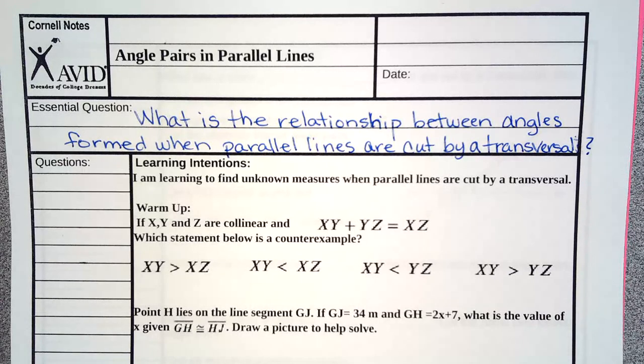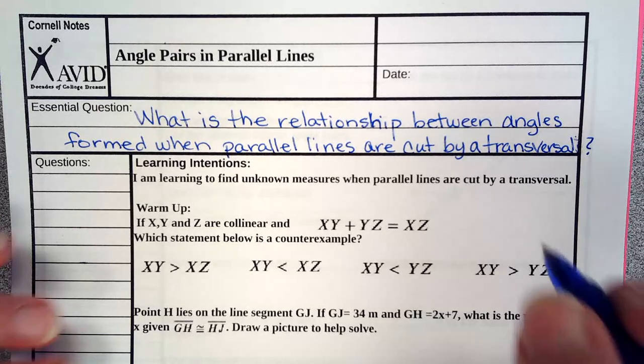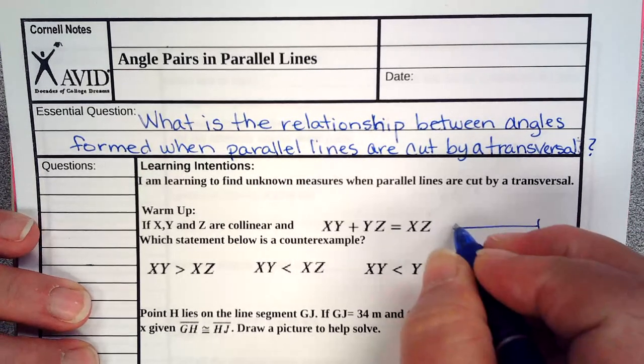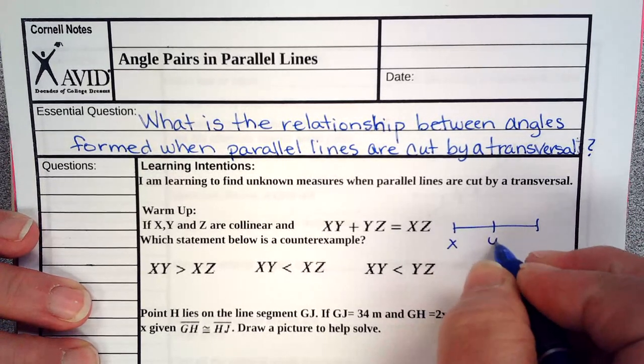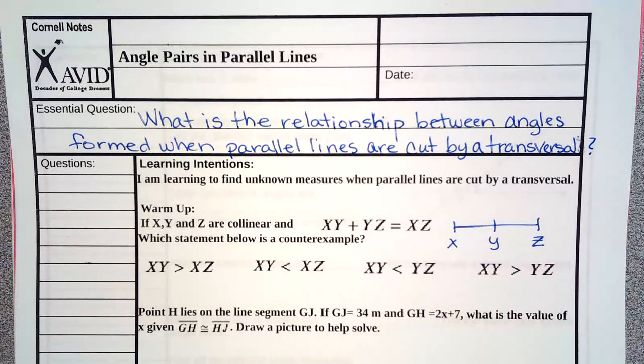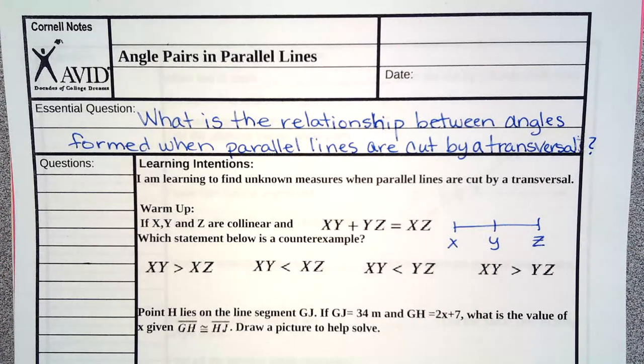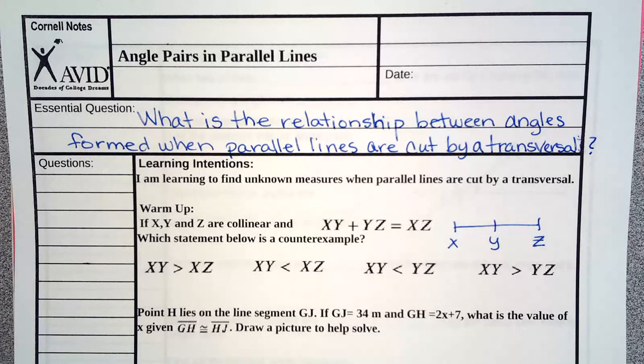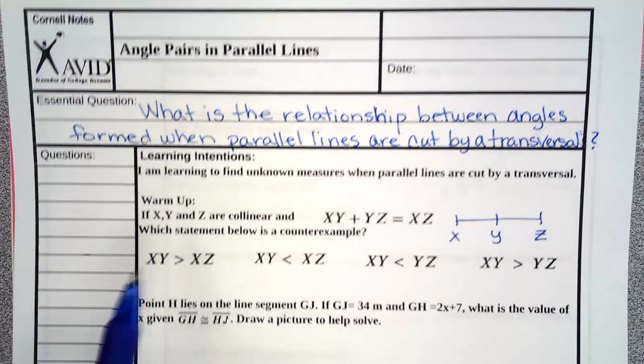Okay, so for your warm-up, points X, Y, and Z are collinear, and XY plus YZ equals XZ. Which statement below is a counterexample? So if we're looking at this, it's something like this. We don't know how big the segments are. We don't know how big the segment pieces are. But we're going to look at these statements and see if they could be true or not.